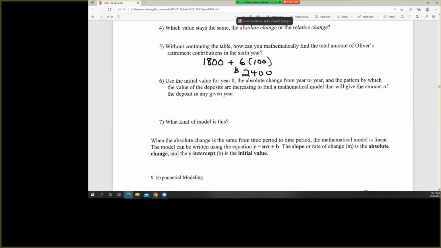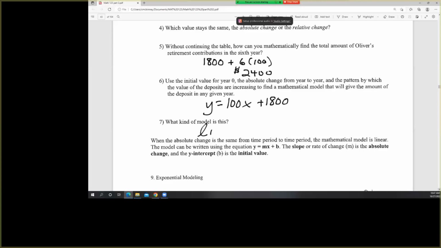But if I said, what about the 16th year? Well, at the 16th year, then I could certainly go on. I could put a 16. So this is linear. If I wanted to find any year, since the initial amount is our B, our starting point, and then 100x, I could write it in slope intercept form, which I kind of wrote backwards from what I had up there.